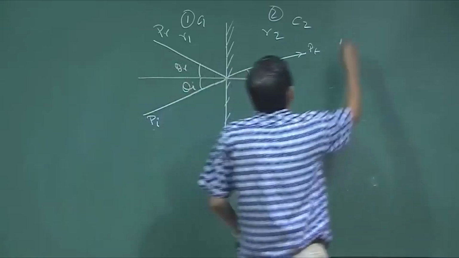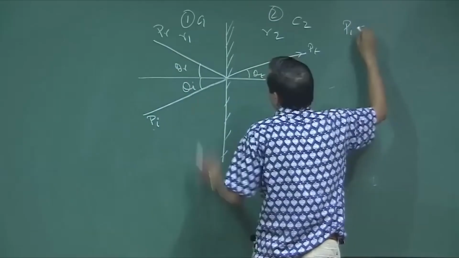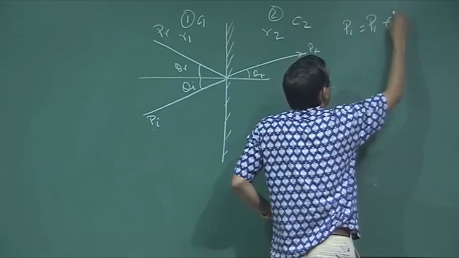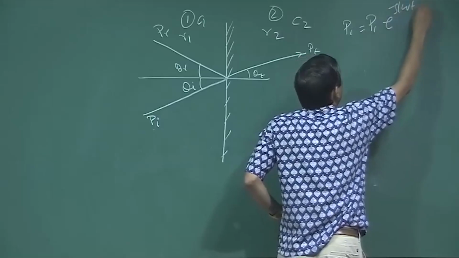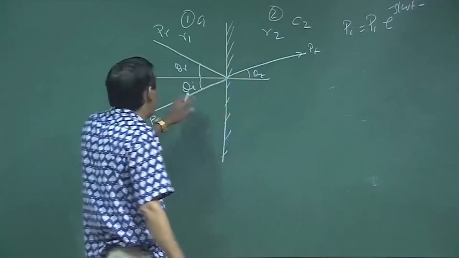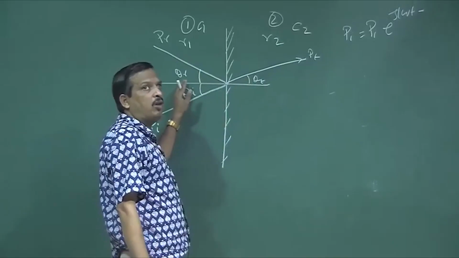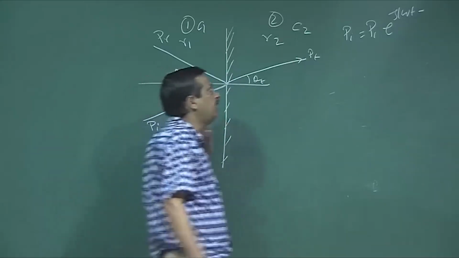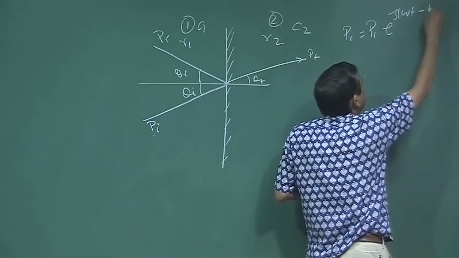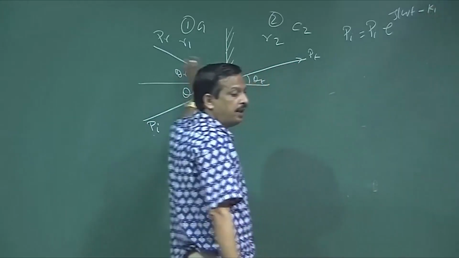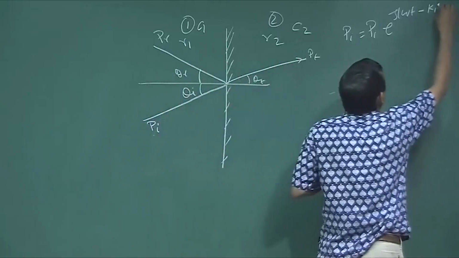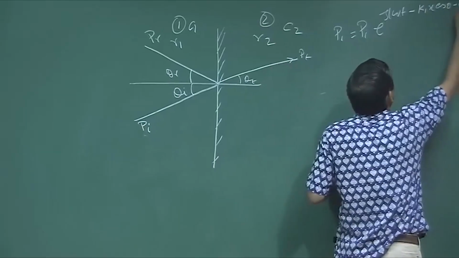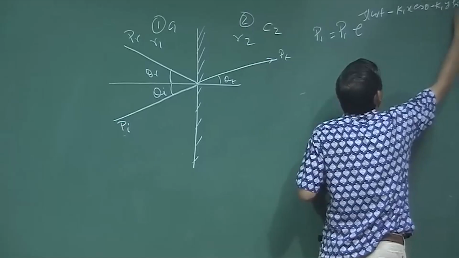So, what is pi? Pi is the incident wave in medium 1. Let the pressure amplitude be pi e to the power j omega t minus the angle with the normal. The wave is propagated in the xy plane with the angle theta i, so it is minus k1, the wave number in medium 1, times x cos theta minus k1 y sin theta.